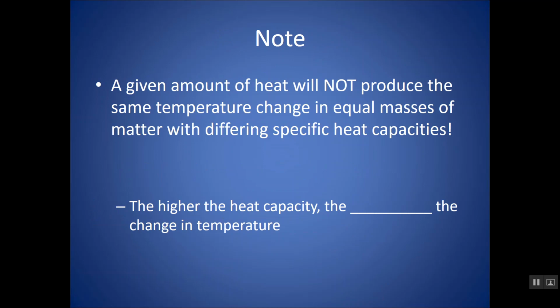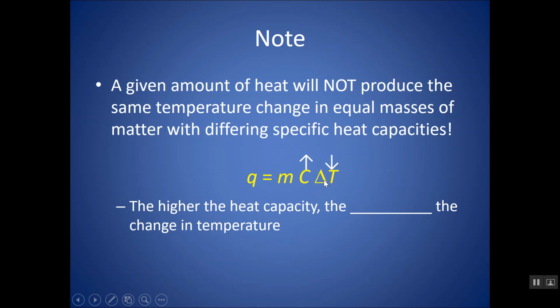So a couple takeaways from this equation here is that a given amount of heat will not produce the same temperature change in equal masses of matter if they have different specific heat capacities. So if you have two substances that are made of two different substances, they will have two different heat capacities. So even if you're applying the same amount of heat, the same Q, and you have the same mass of each, whichever substance has a higher heat capacity, your change in temperature is going to be lower.